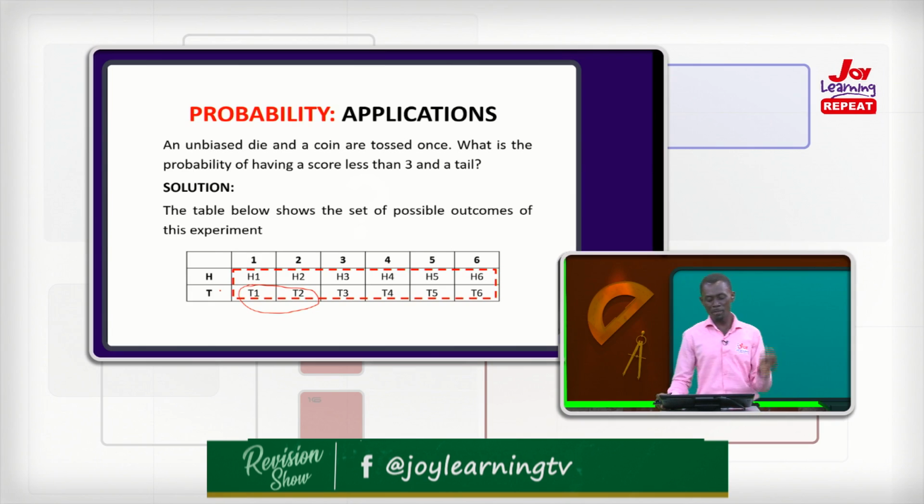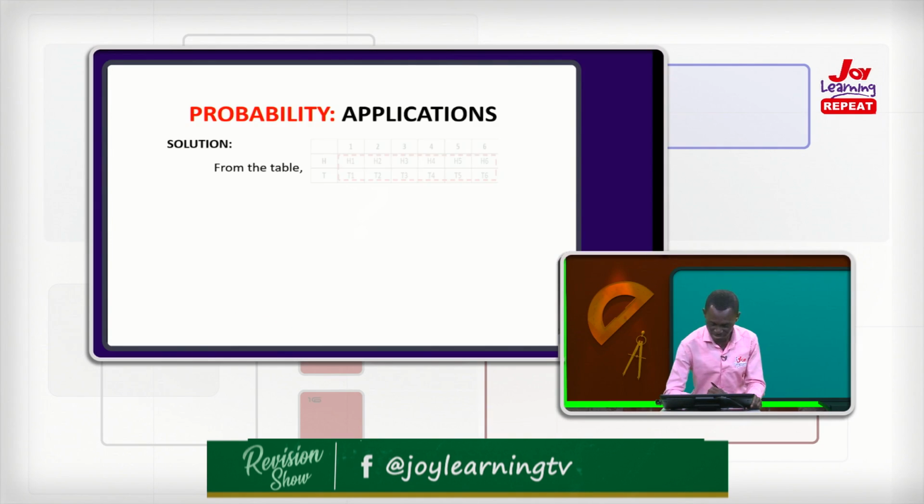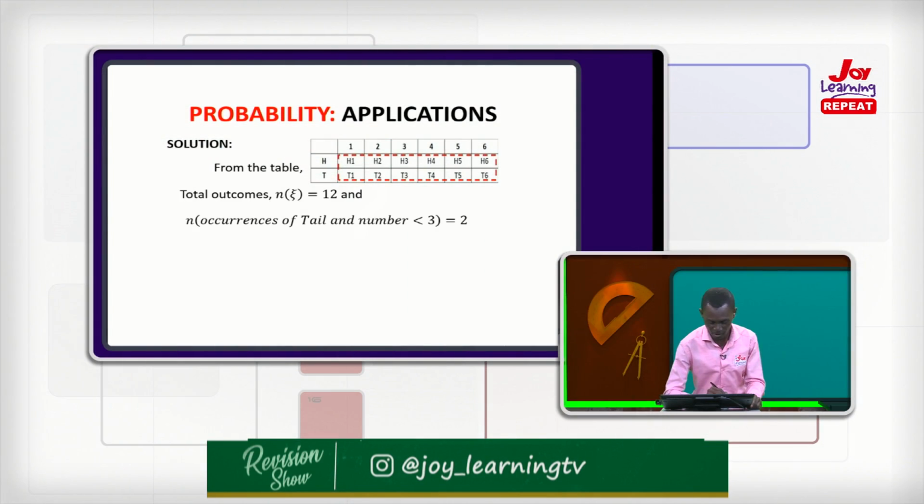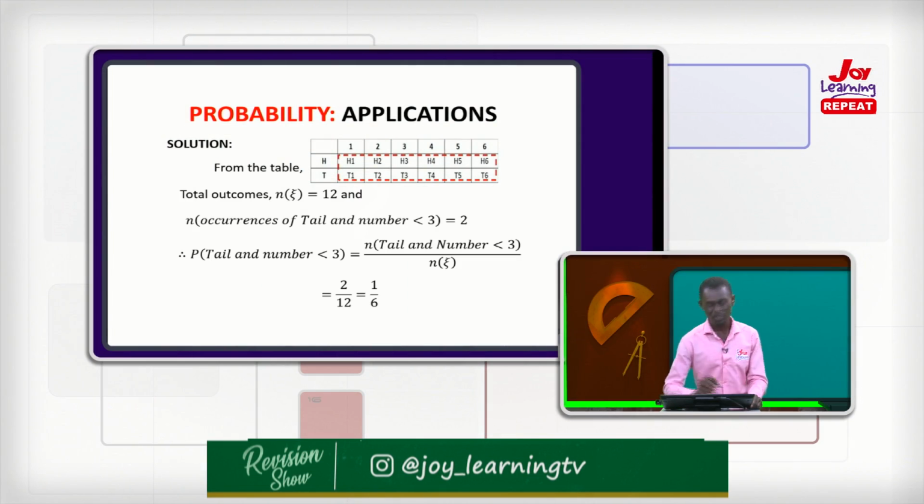So, what is the probability of having a score less than 3 and a tail? That's T1 and T2, that's 2 over 12. And that will give us what? 1 over 6. Fantastic. And that is your answer. You are the man, Vincent. 1 on 6. So that is how to deal with it. Drawing your table helps you to visualize your work, and it makes the work quite easier.